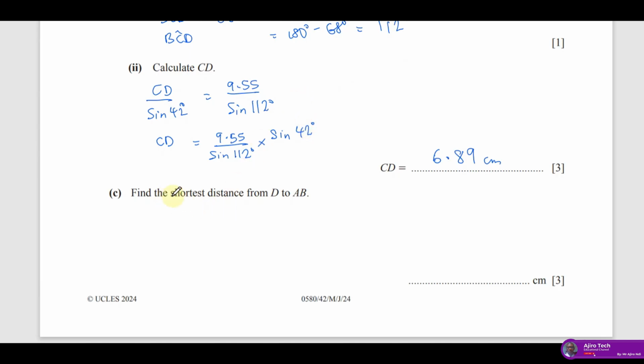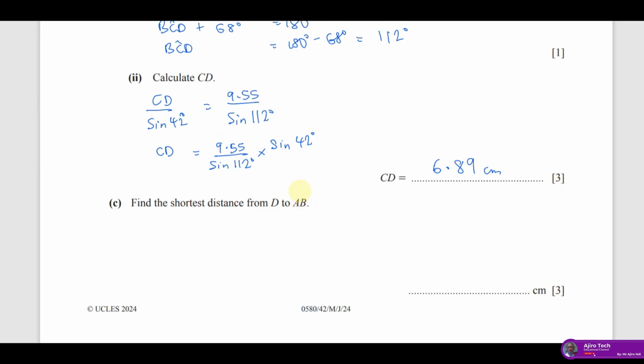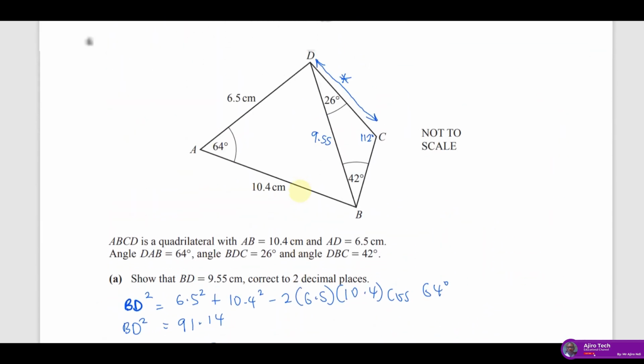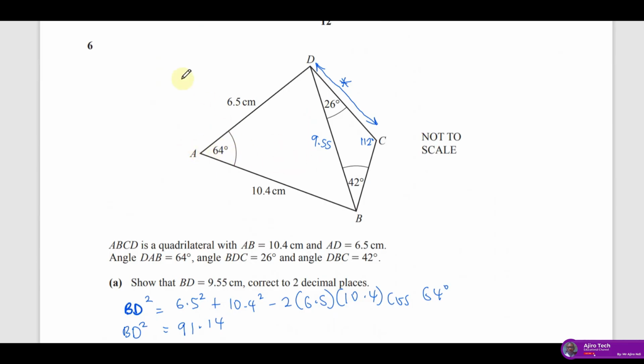Now, the next part is to find the shortest distance from D to AB. The shortest distance from point D to line AB should be perpendicular to line AB. So let us look at line AB. First of all, this is 6.89. Then we want to find the distance from D to AB. Let's draw a line making 90 degrees with this line. Once you get this 90 degrees, you can cut out the triangle with line AD facing 90 degrees. You cut it out, it looks like this.